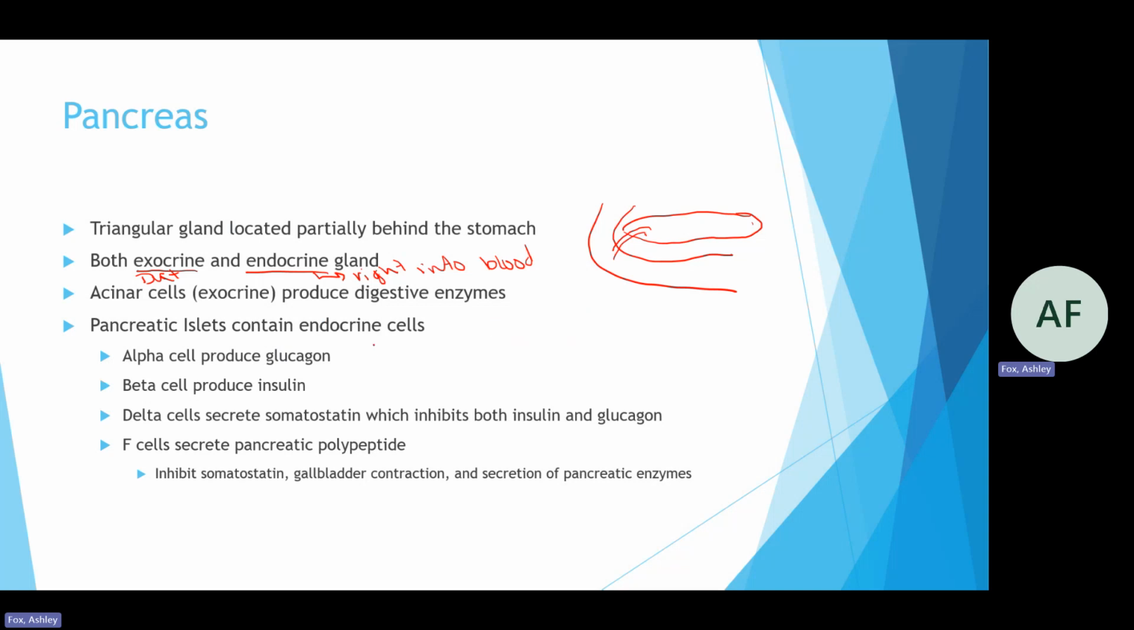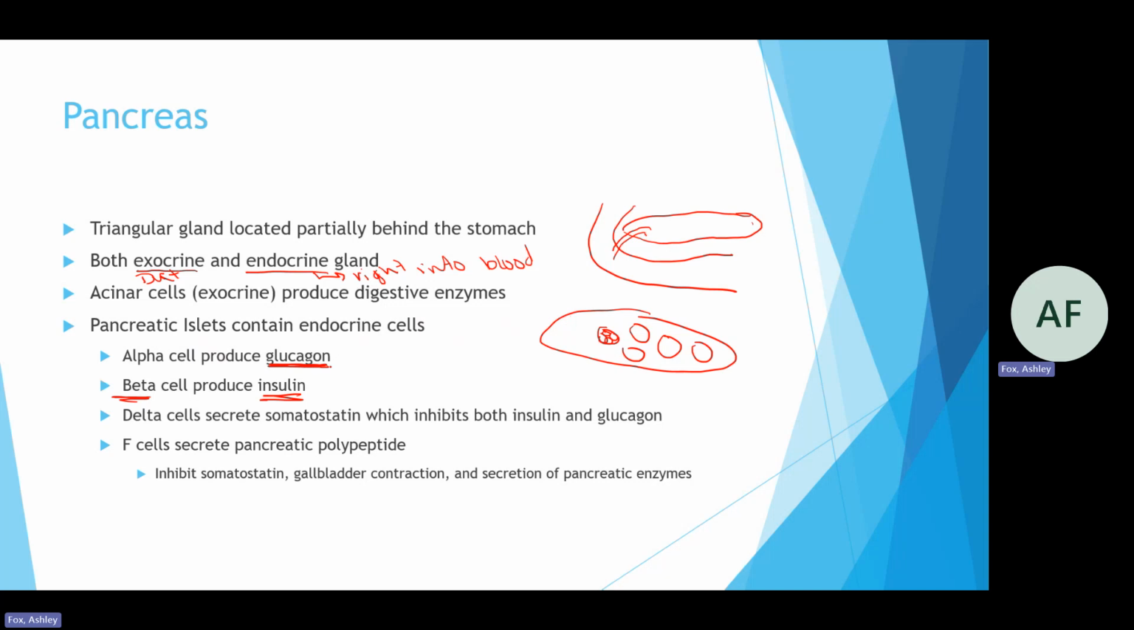The areas of endocrine cells are called pancreatic islets. When you look at the pancreas, there are little islands where the hormones are produced by the pancreas and released into the bloodstream. Within these little islands, there are different types of cells that produce different hormones. So there are multiple different hormones produced by the pancreas. The most famous of them all is insulin. Insulin is produced by what we call beta cells. So beta is insulin.